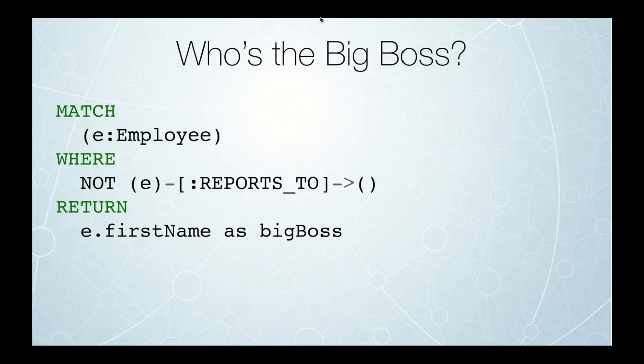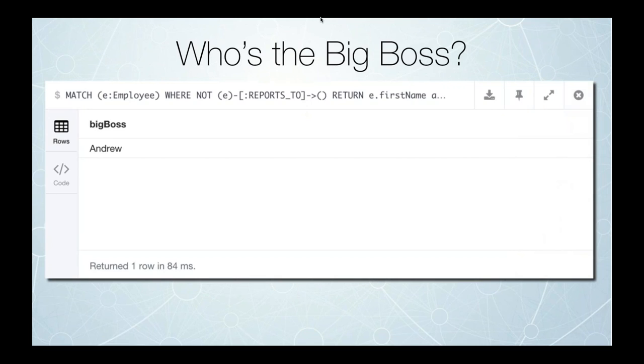So we want to find the big boss in the organization. This is very simple. We're looking for an employee where that employee doesn't report to anyone. And that is the big boss, and the big boss is Andrew.